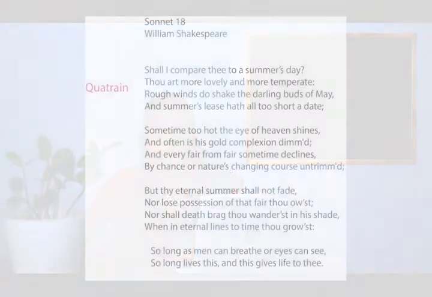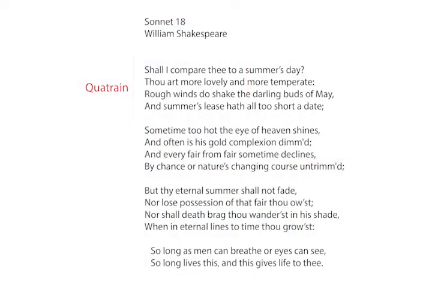So English or Shakespearean sonnet comprises 4 parts, that is 3 quatrains and 1 couplet. Quatrain means 4 lines. 3 quatrains means in total 12 lines. Okay, one quatrain contains 4 lines. And each quatrain will deal with a specific idea.